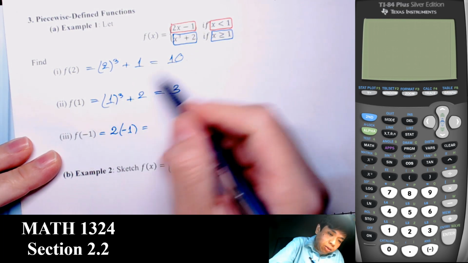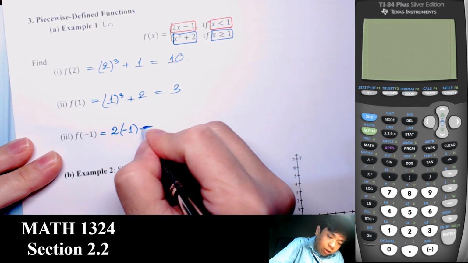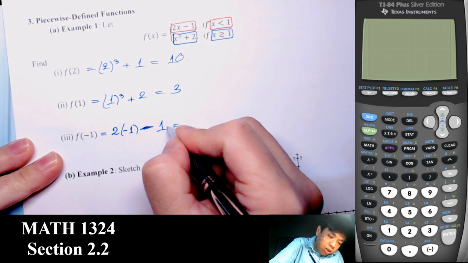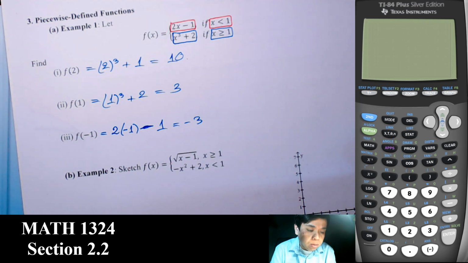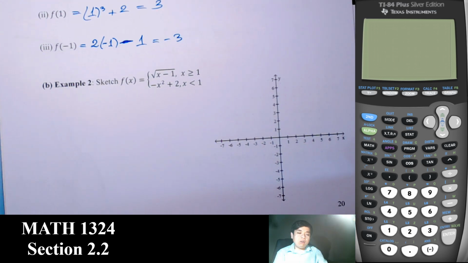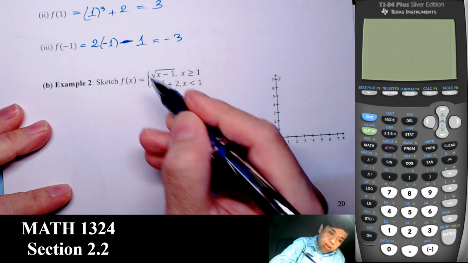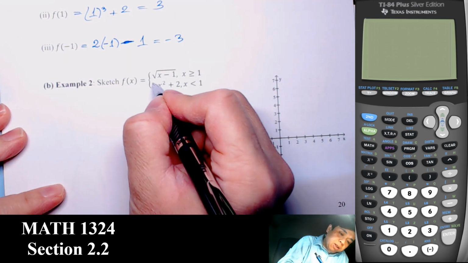And less than 1, so we use that part. -2 minus 1 is -3. So that's what we have. Sketch the piecewise function. Well, just sketch the pieces. Focus on this part first.